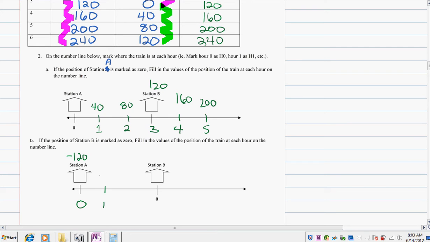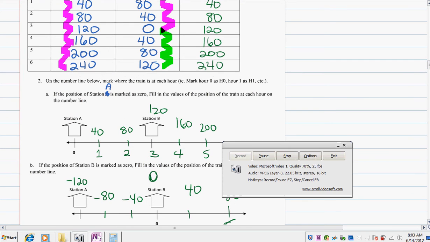At hour 1, I'm at negative 80. Hour 2, I'm at negative 40. Then I'm at 0. And then I'm at 40. And then I'm at 80 in hours. Let's see, this would be 3, 4, and 5. So you notice that where I am from B and A differs depending on where I'm starting.